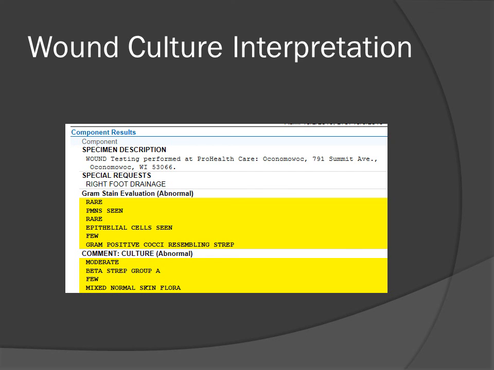It likely did not have skin contamination. And then we see that there are few gram-positive cocci resembling strep. So that kind of leads us to believe that perhaps it's colonization, because there's not really signs of an active infection going on, and we've got very few bacteria. It may just be colonization. So when they did the culture, they saw moderate growth. They saw beta hemolytic strep group A, and few and mixed normal skin flora. So it looks like there was a little bit of contamination and perhaps just some colonization.